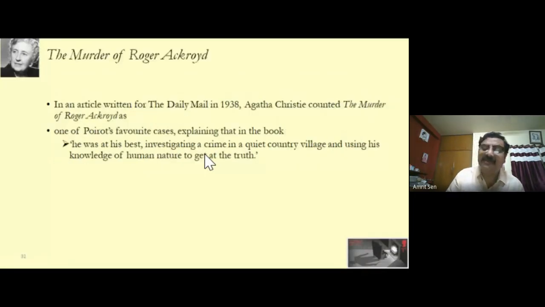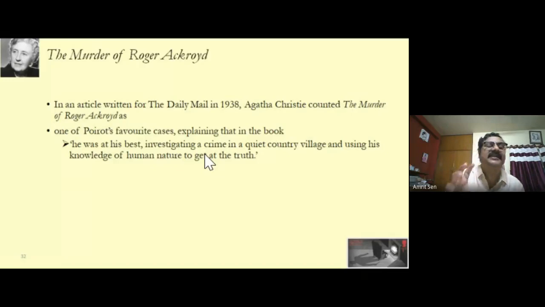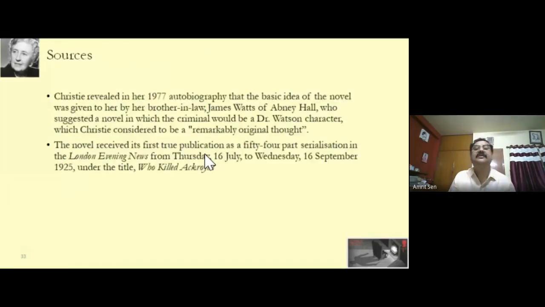And then she talks about, okay, let's come to the murder of Roger Ackroyd. এটার কতগুলো তথ্য তোমাদের দেওয়া হয়নি, সেগুলো আমি একটু দিয়ে নিই. Right. In 1938, Agatha Christie writes that The Murder of Roger Ackroyd is one of our favorite books because he was at his best investigating a crime in a quiet country village, এটাই হচ্ছে standard type, and using of knowledge of human nature to get at the truth.